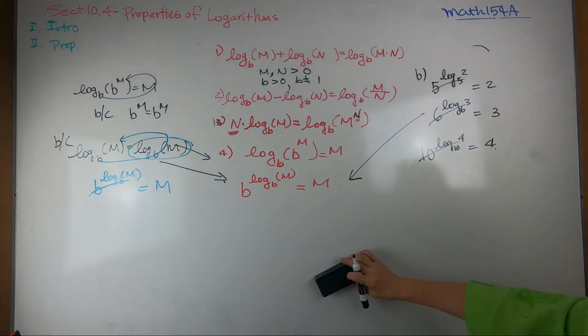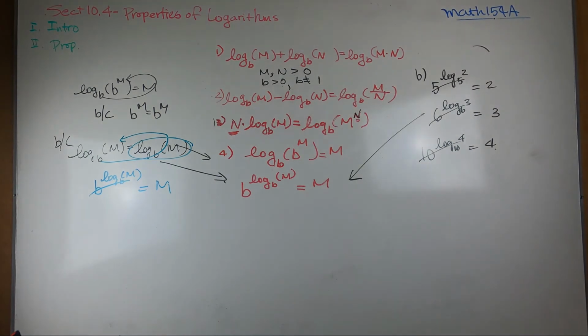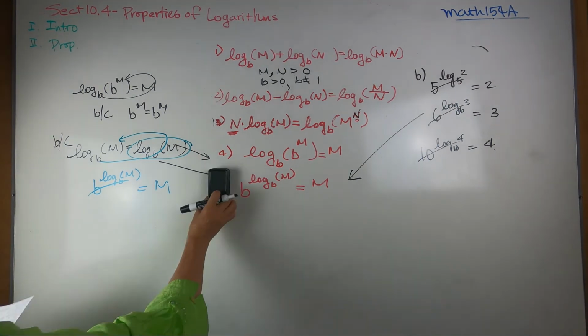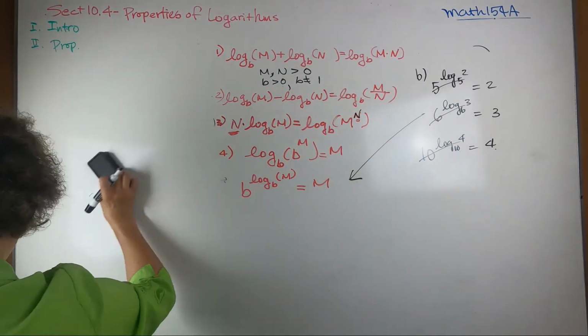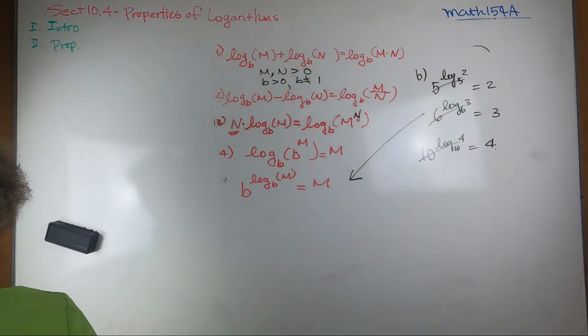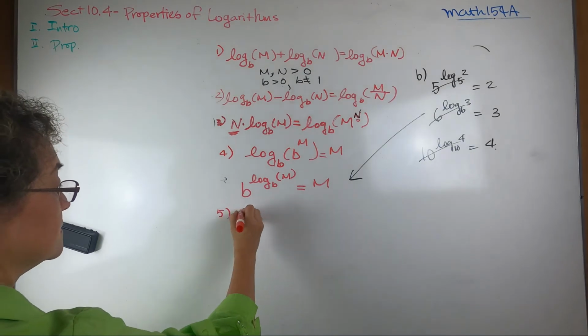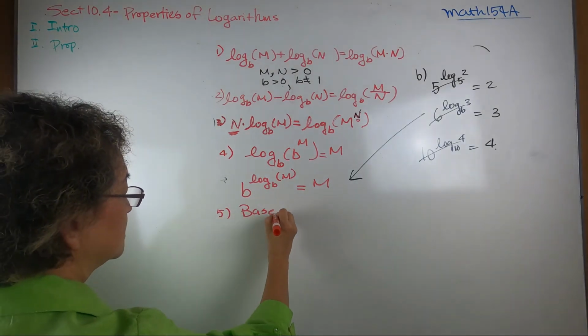All right. Another property we need to use is this one. You need to use quite a bit. Okay, so it's called base change formula.